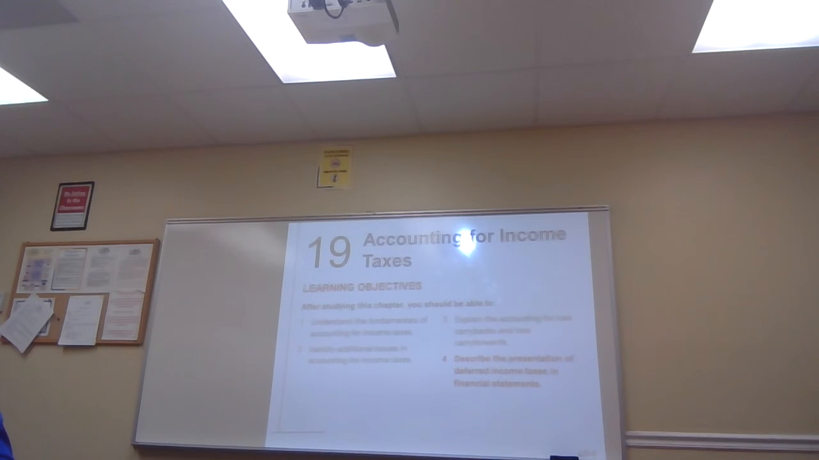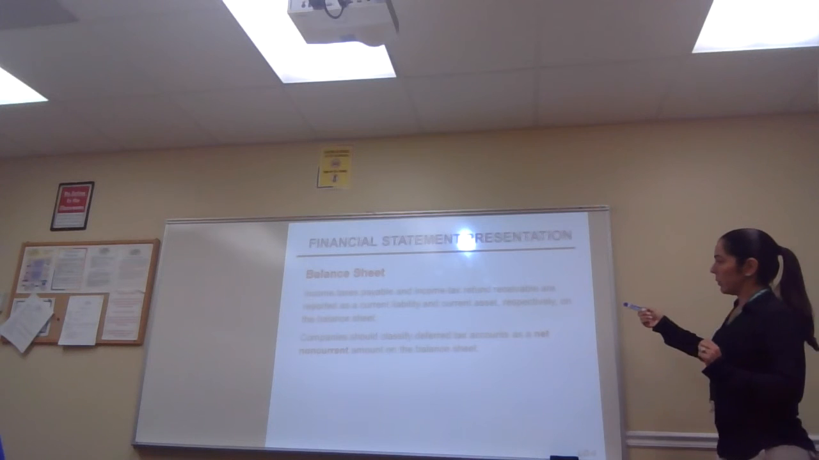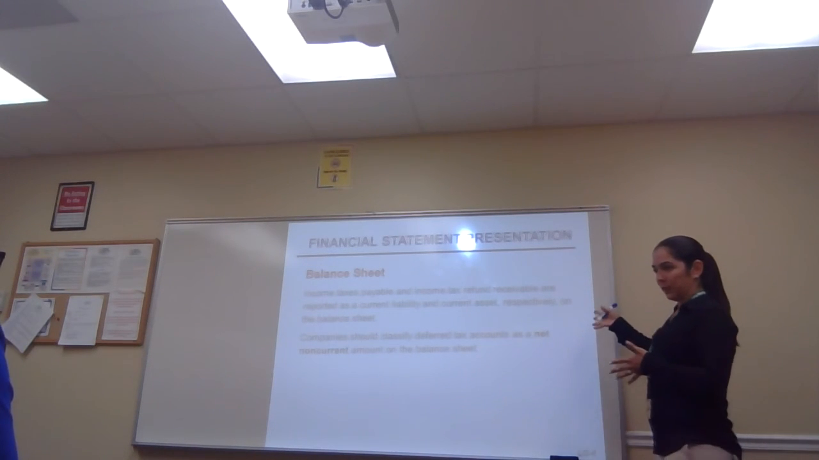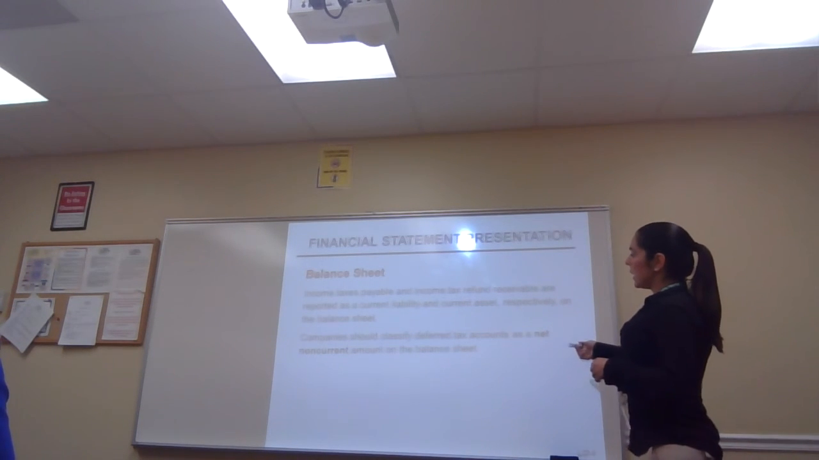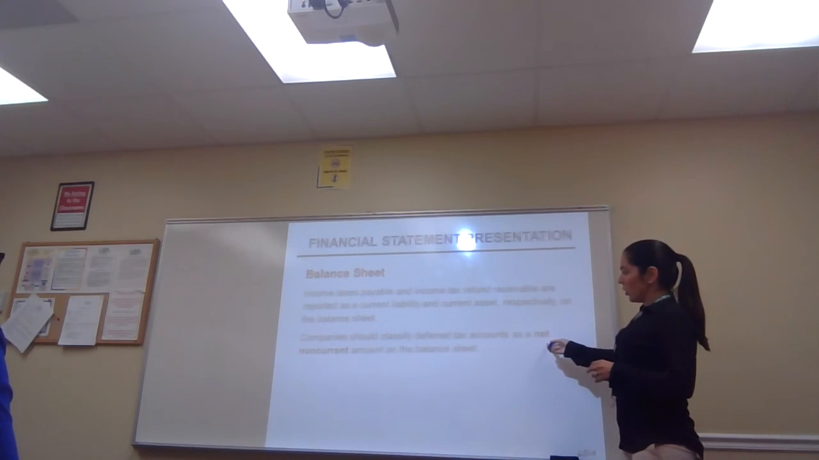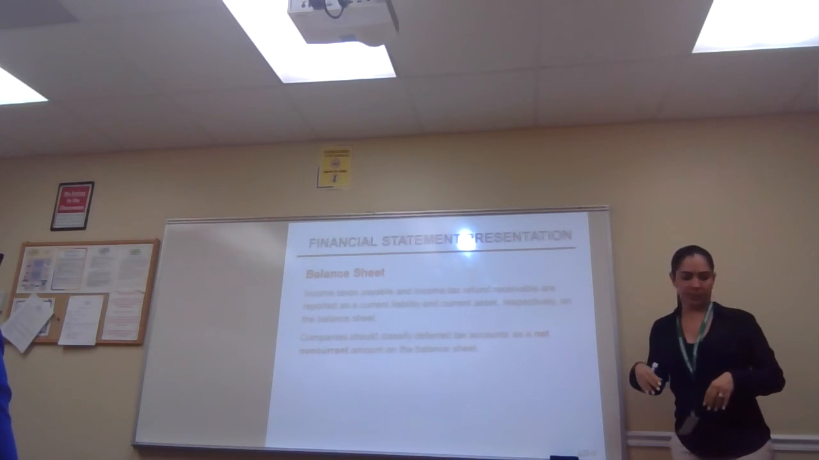Okay. And the last section. So now we're just going to basically go over the presentation of everything we've just done in this chapter, how it gets reported on the financial statements. So balance sheet. Income tax payable and income tax receivable are reported as a current liability or current asset, respectively, on the balance sheet. This is all going back into basic Intermediate Accounting 1, where things get reported on your balance sheet. Companies should classify deferred tax asset as a net non-current amount on the balance sheet. So they want you to record what's current and non-current.